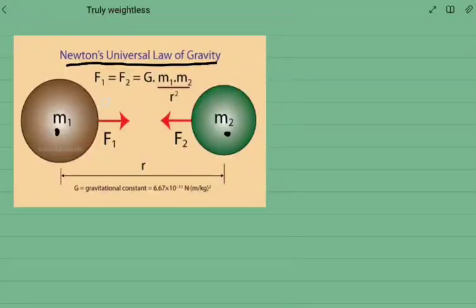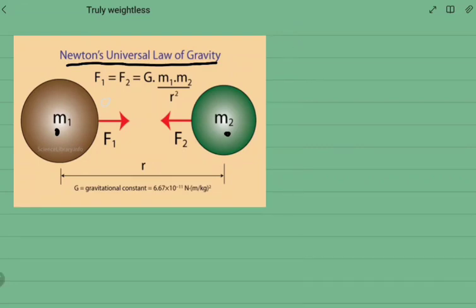Guys, in this video we are going to talk about how two masses attract each other and how we can derive Newton's law of universal gravitation between two masses. So basically every two masses attract each other. The force of attraction between these two masses is directly proportional to the product of the two masses.